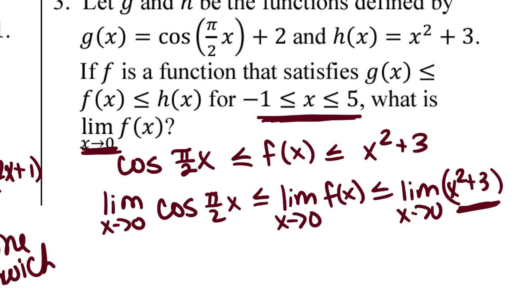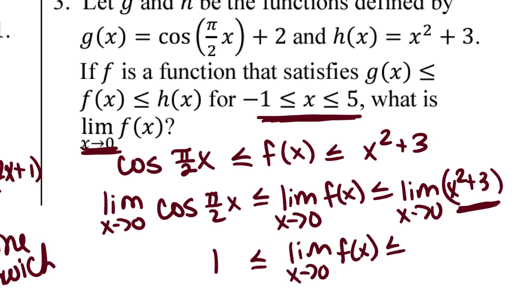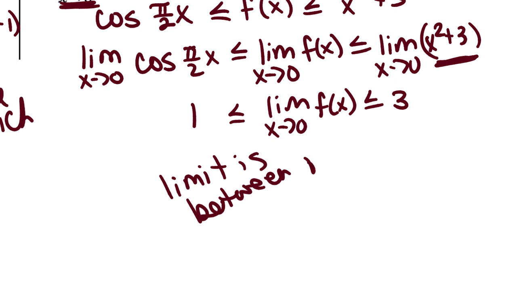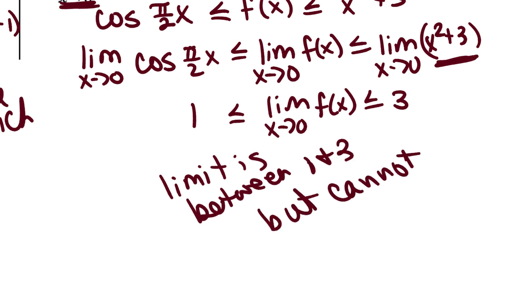If I plug 0 into my lower bound, what do I get? Okay, so 1 is less than or equal to the limit as x goes to 0 of f of x. If I plug 0 into my upper bound, what do I get? 3. So what do we know? The limit is between 1 and 3. But it cannot be determined.